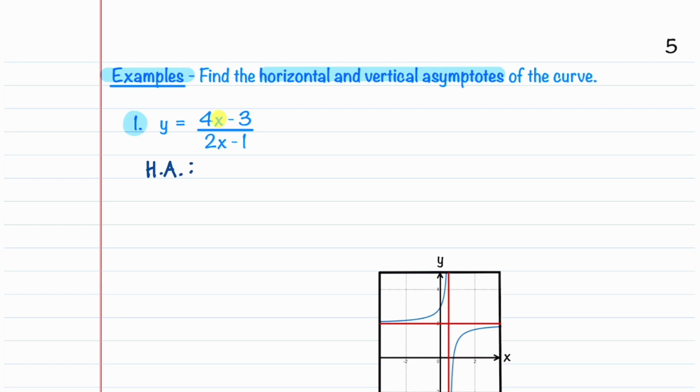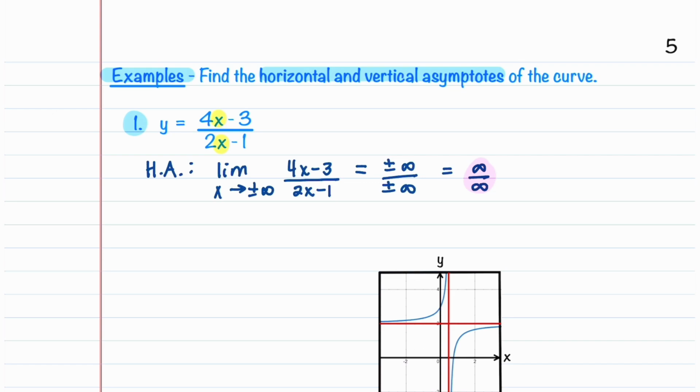Since the power of x is the same in the numerator and the denominator, we can look at the limits as x goes to plus infinity and as x goes to minus infinity at the same time. The limit as x goes to plus or minus infinity of (4x minus 3) all divided by (2x minus 1) is equal to plus or minus infinity divided by plus or minus infinity. So we can just think of this as the indeterminate form infinity divided by infinity.